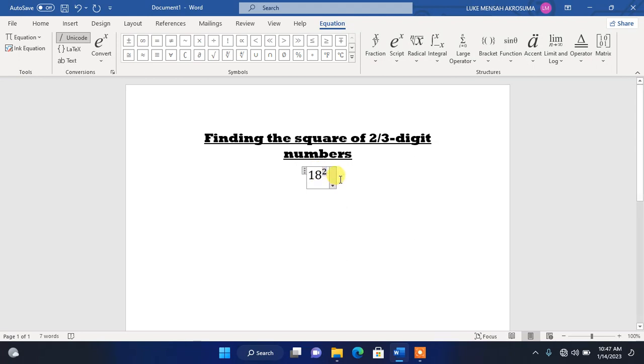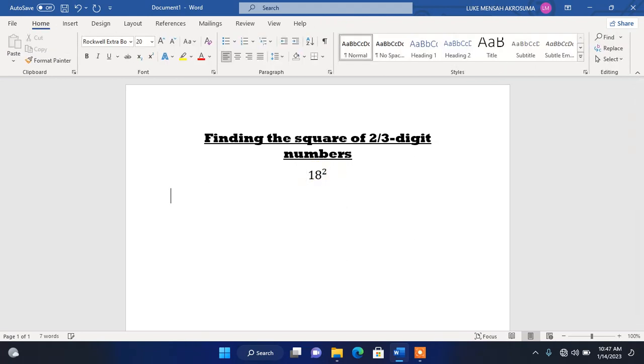We want to find the square of 18. What we do is that we try to find the square of, first of all, each of the individual components, which is 1 and 8, and write it in the form of a 2-digit number. So the square of 1 will give us 1, but we write it in this form, 0, 1. And the square of 8 will be 64.